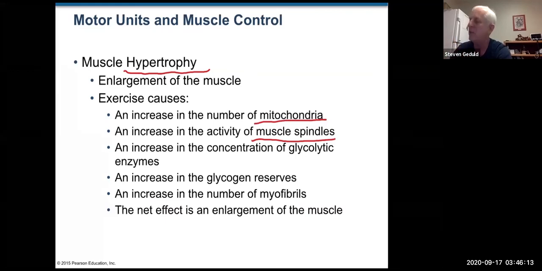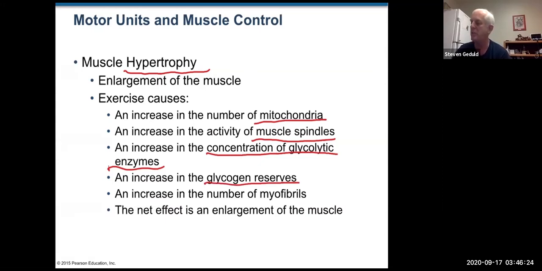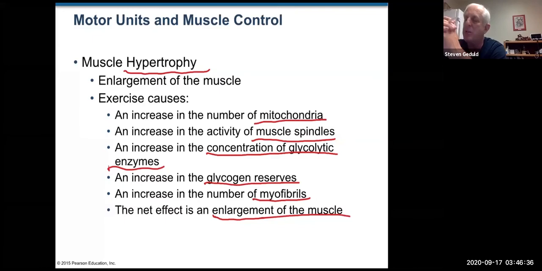Okay? There's an increase in the concentration of glycolytic enzymes to break down glucose so more energy is available. There's an increase in your glycogen reserve so the muscle can function longer and harder. There's an increase in the number of muscle fibrils, okay? Your actin and myosin, so you can have a more forceful contraction. And the net effect is an enlargement of the muscle. Again, you do not increase the number of muscle cells. You increase other factors inside the muscle, and you increase the size of the muscle cell itself, the muscle fiber, and you make it stronger.